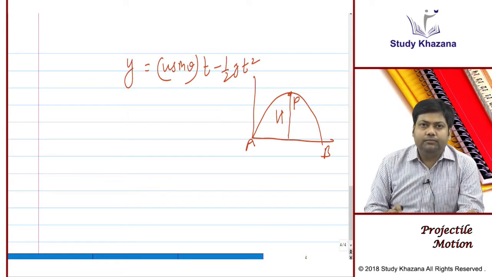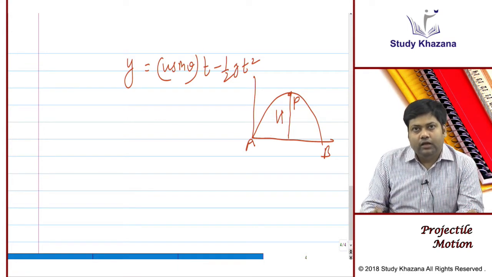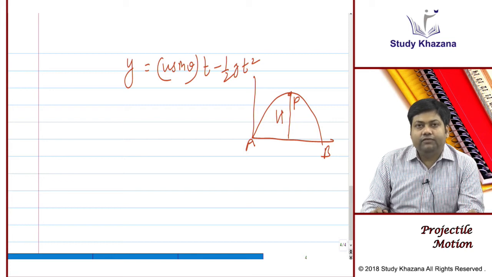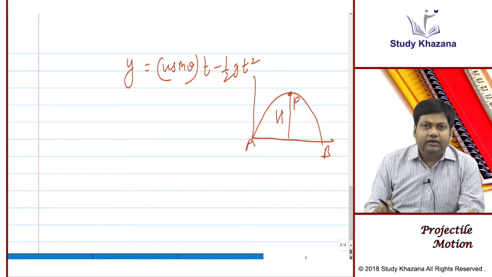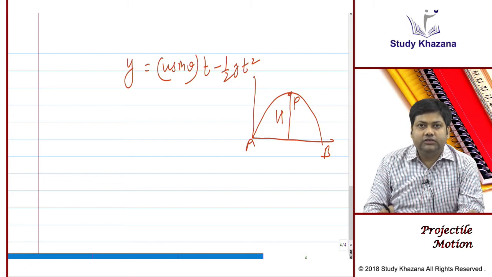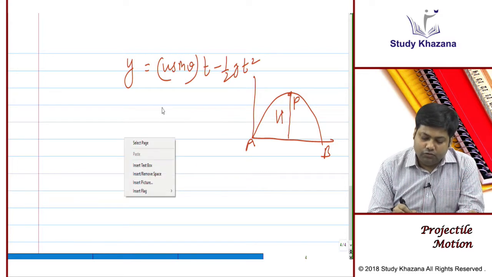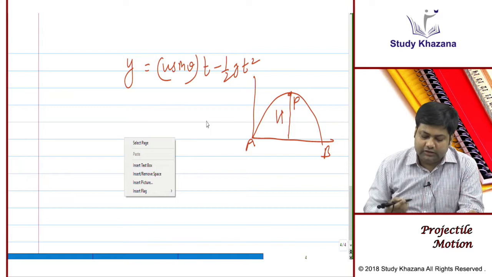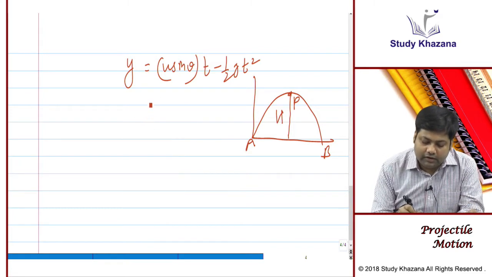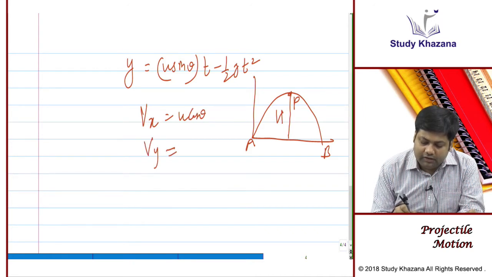There's one interesting point which needs to be understood: at maximum height, the vertical velocity will be 0. I would again re-emphasize that horizontal velocity never changes during the projectile motion. It remains as u cos theta. So you can write Vx as u cos theta. But as far as the vertical motion is concerned, the horizontal velocity remains u cos theta, and the vertical velocity Vy equals u sin theta minus g t.